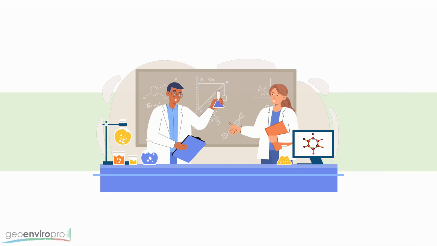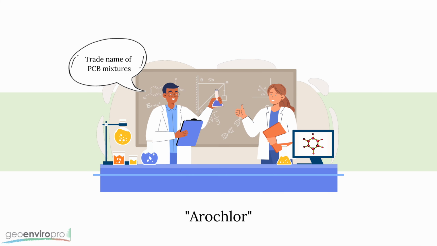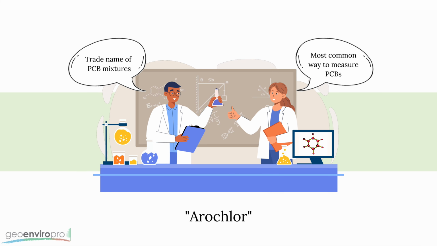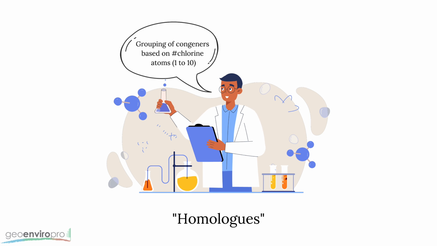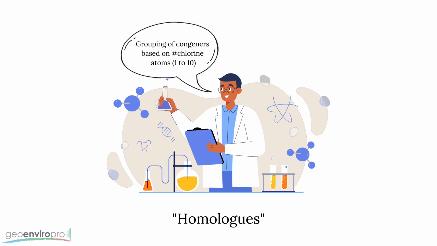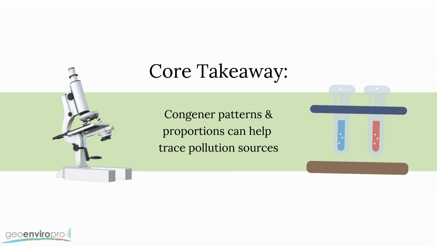Other key terms in the PCB world include Aroclor, a trade name indicating the number of carbon atoms and percentage of chlorine in the product, and homologues, which categorize groups of congeners based on the number of chlorine atoms in the congener. The core takeaway? Analyzing patterns and proportions of congeners present in a sample can be pivotal in tracing pollution sources.